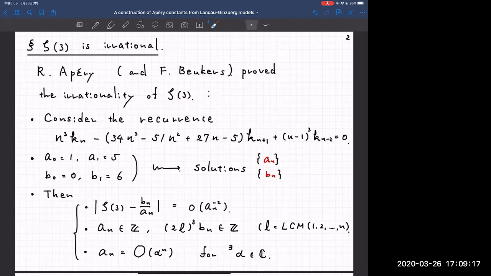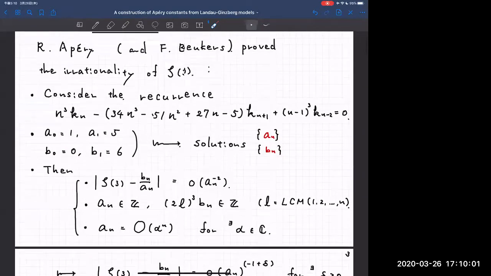Firstly, we need to consider a very mysterious recurrence. Please consider the recurrence defined by n cubed k_n minus (34n cubed minus 51n squared plus 27n minus 5) k_{n-1} plus (n minus 1) cubed k_{n-2} equals 0. It defines a sequence as its solutions. If we put the solution starting with the initial values A0 equal 1, A1 equal 5, we obtain one solution A_n. On the other hand, if we choose another solution given by B0 equal 0 and B1 equal 6, then we obtain another sequence B_n.